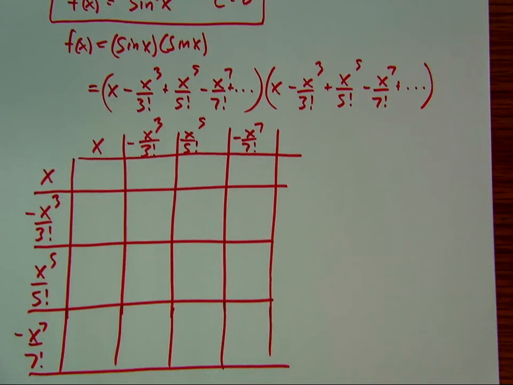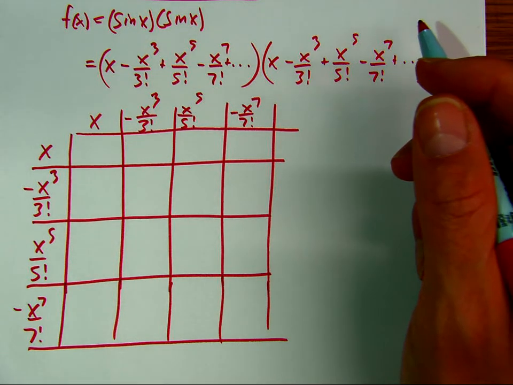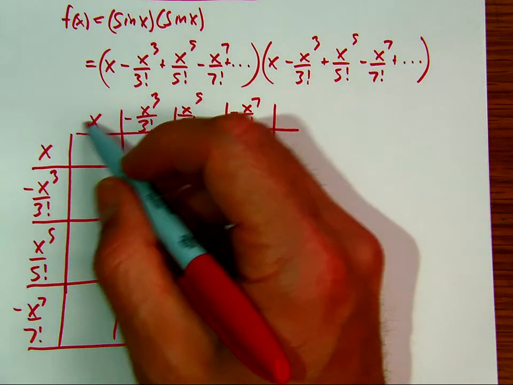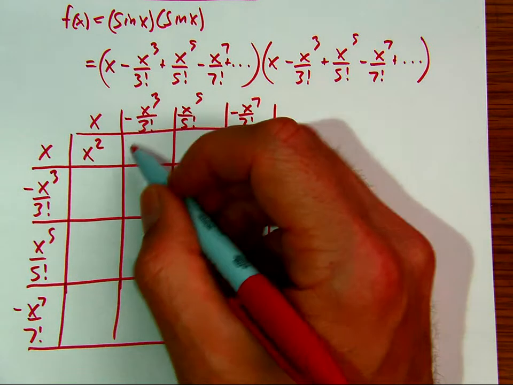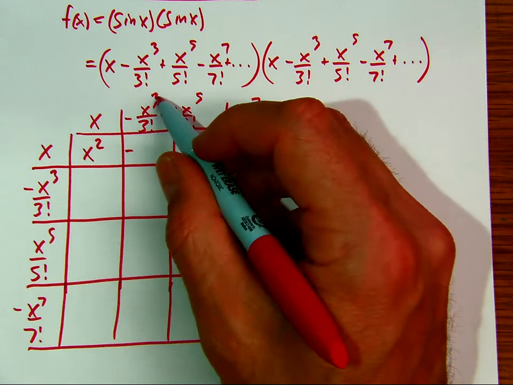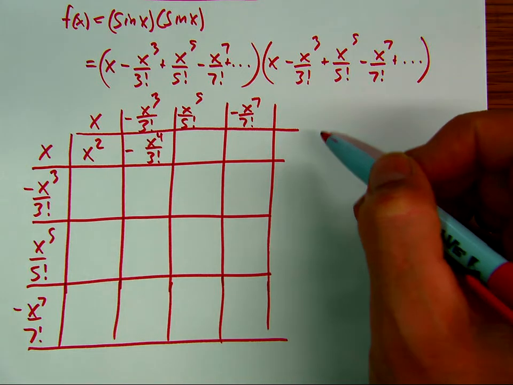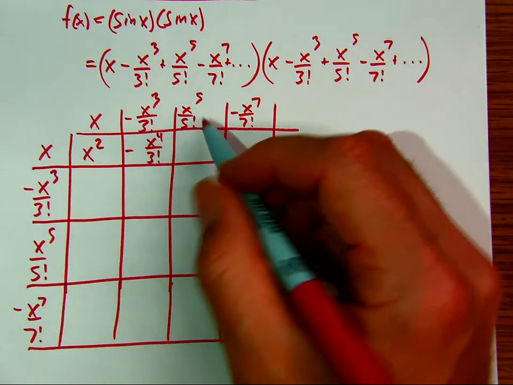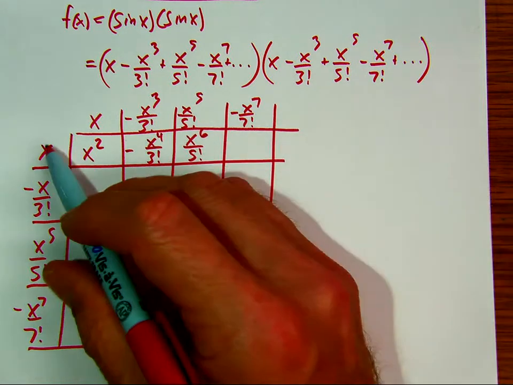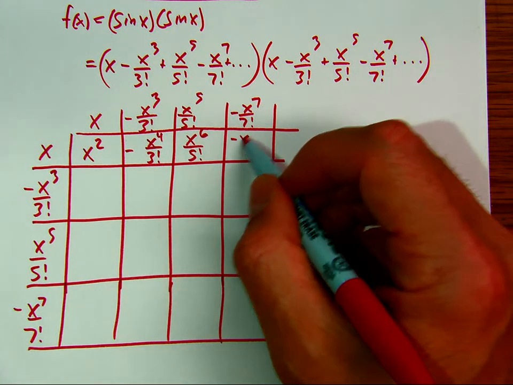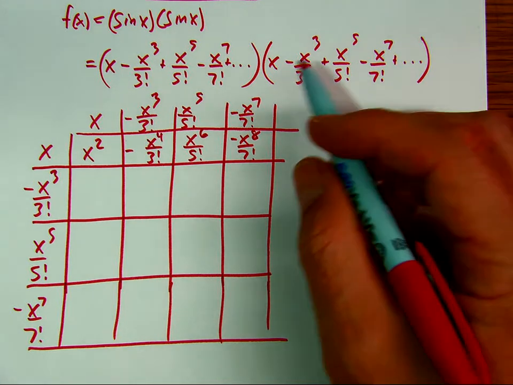And we'll just find the first few terms, and we'll have to stop there. So x times x, x squared. And then x times this will be a negative x to the 4th over 3 factorial. X times this will be x to the 6th over 5 factorial. X times this will be negative x to the 8th over 7 factorial. We can multiply this way.